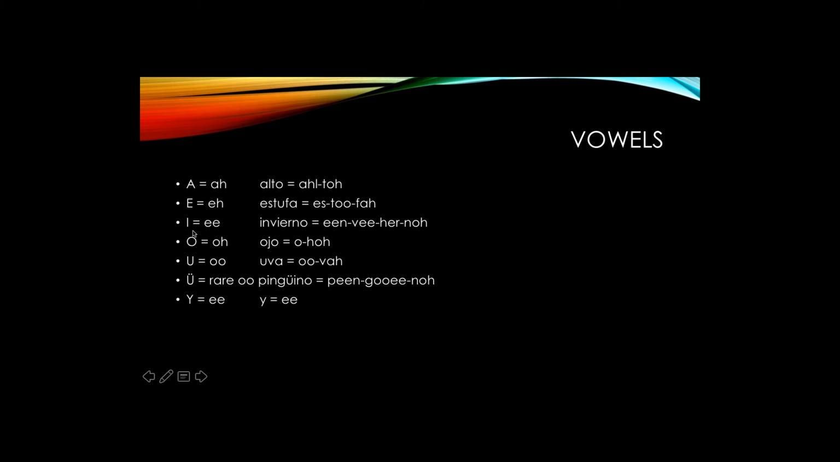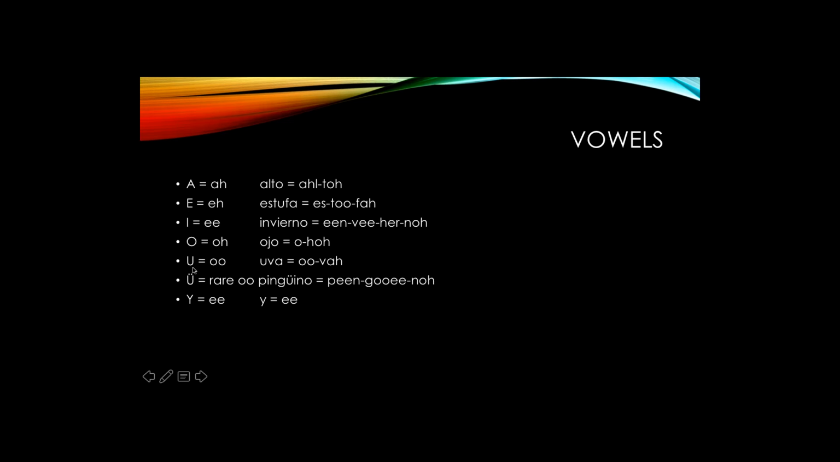You might get E and I confused if you're going between English and Spanish. The word I have here is invierno, which means winter. As you can see, it has 2 I's right here, and they're both pronounced E. Then next you have O, which is the same in English and in Spanish, more of a hard O. The word I have is ojo, which means eye.